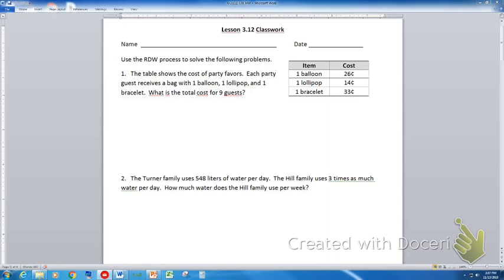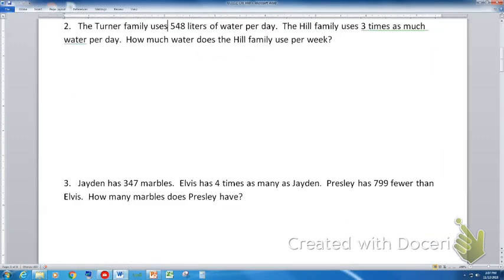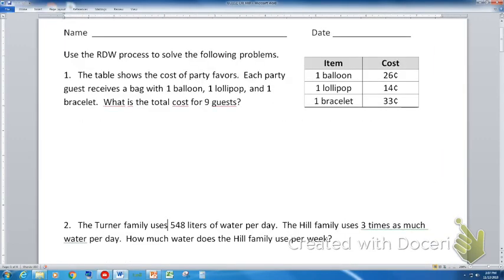So first things first, what you see here on our homework, it wants us to use the RDW method. RDW stands for read, draw, and write. So these are word problems with multiplication. So we're teaching students how to read the problem and then draw it out and then how to solve it.